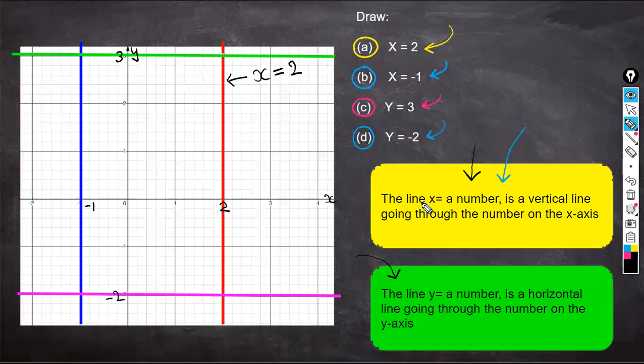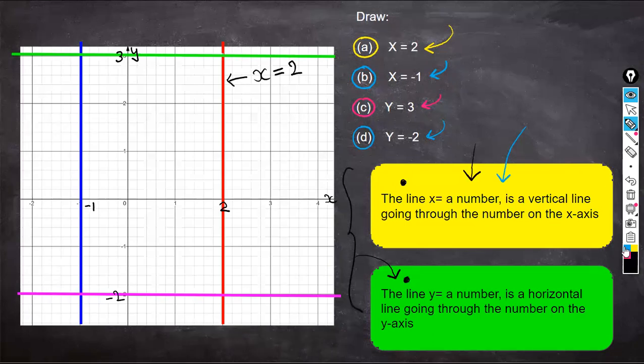The yellow bubble is saying if you have a graph x is equal to something, it's a vertical line going through that number on the x-axis. And the green note is simply saying if it's y equal to something, then it's a horizontal line going through that particular value on the y-axis. Take down both notes. If you want to screenshot it, fine with me. But for those who want to make the notes, only take down the yellow bubble and the green bubble.